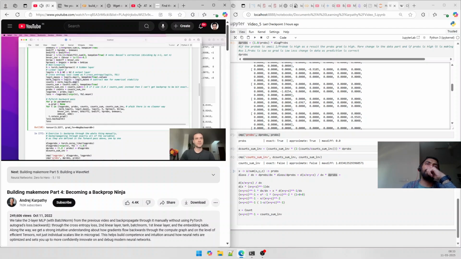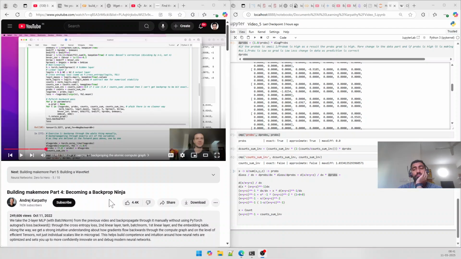Then here's the exponentiation of all the logits to create our counts. And then we want to take the sum of these counts and normalize so that all the probs sum to 1. Now here, instead of using 1 over count sum, I use raised to the power.